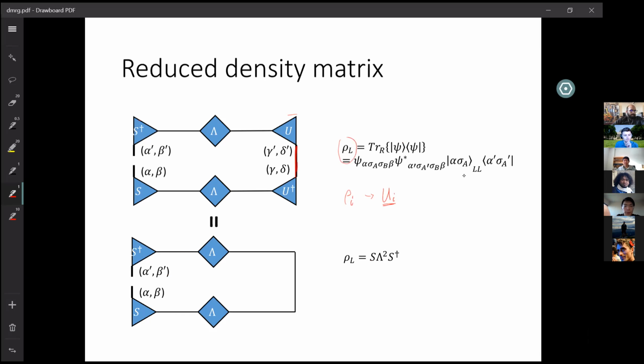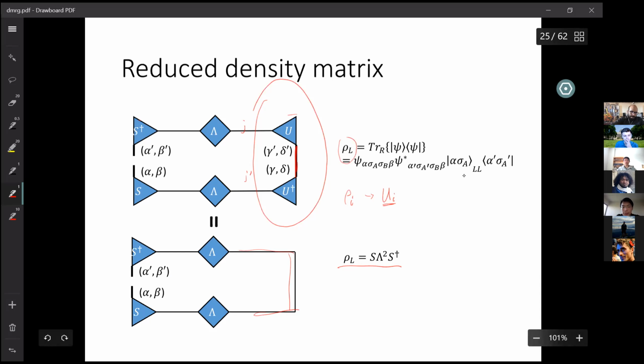Notice that this is U U dagger, so that gives you a delta J J prime. So the reduced density matrix is really something like this. When you do the SVD, you basically diagonalize the reduced density matrix. S is the eigenvector, and lambda I squared is rho I.